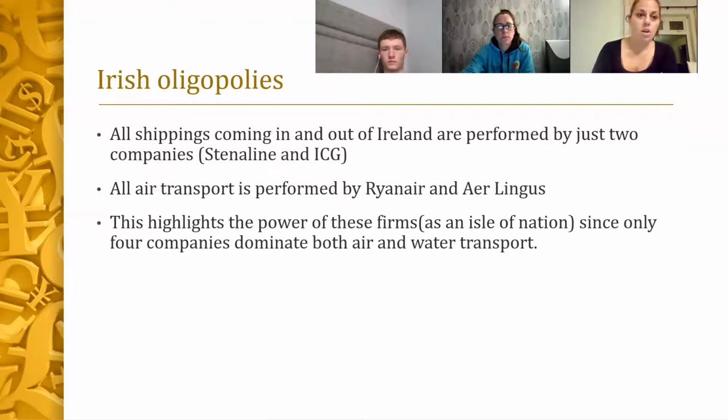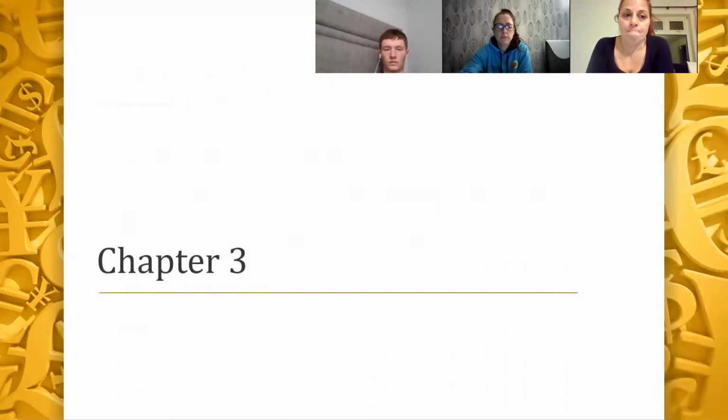Some examples of Irish oligopolies are the shipping coming in and out of Ireland, which is performed by just two companies, Stellarline and ICG. And the air transport is performed by Ryanair and Aer Lingus, who had tried to set up a merger together. They would have been a monopoly on the market, which was prevented from happening, as it wouldn't have been fair to consumers. So it highlights the power these firms have in Ireland as a nation, since there are only four companies that dominate both air and water transport. So thanks very much, and we're going to hand over to Caroline now, who's going to talk about monopolistic competition.